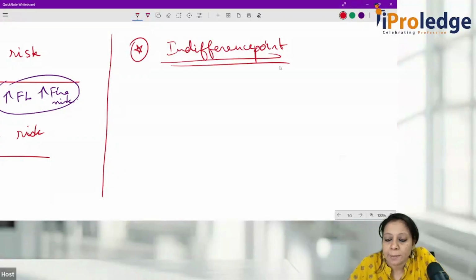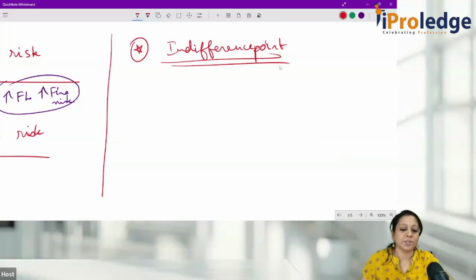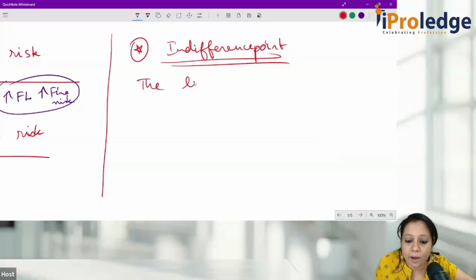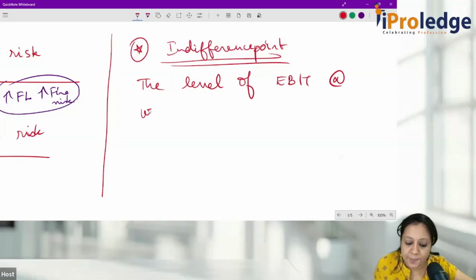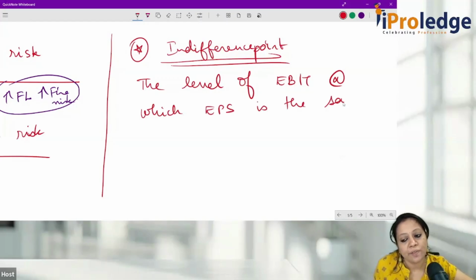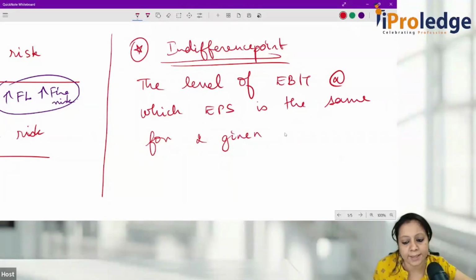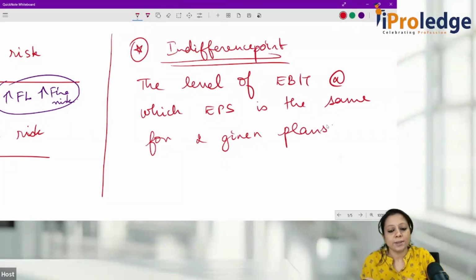Ma'am, what is this indifference point? Many people are by-hearting the formula without knowing what it is. So let us dive into what is indifference point. Indifference point is the level of EBIT at which EPS is the same for two given options or two given plans. That means, those of you who want, you can quickly make note of it. Again, I'm repeating this: the level of EBIT at which the EPS is the same for two given options or two given plans.